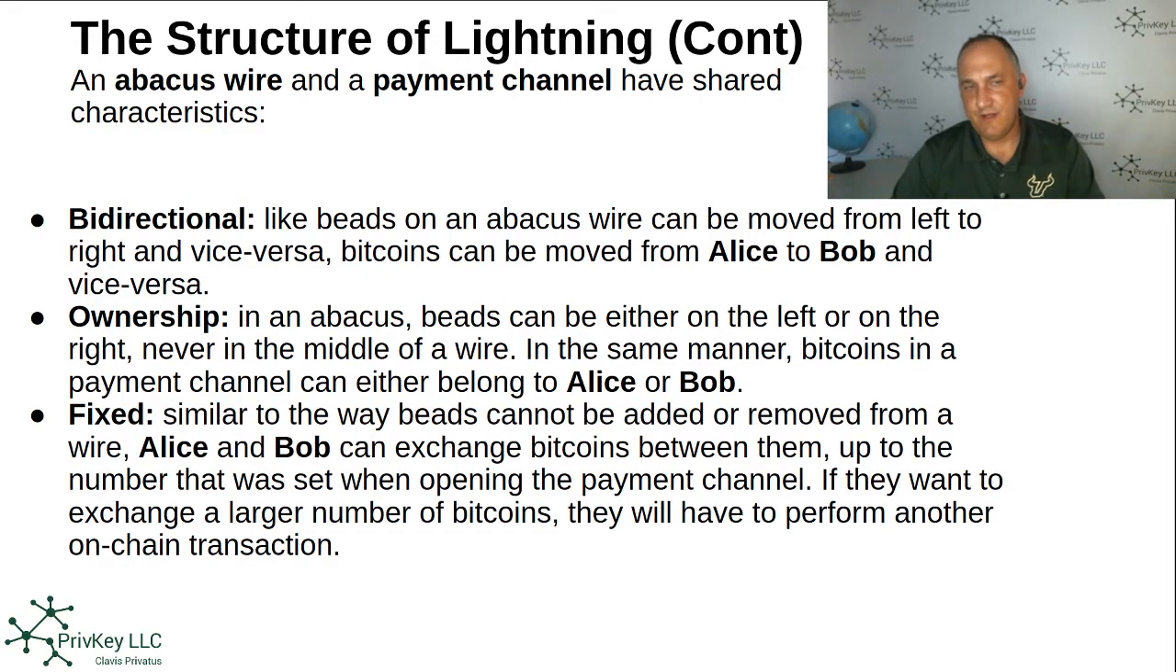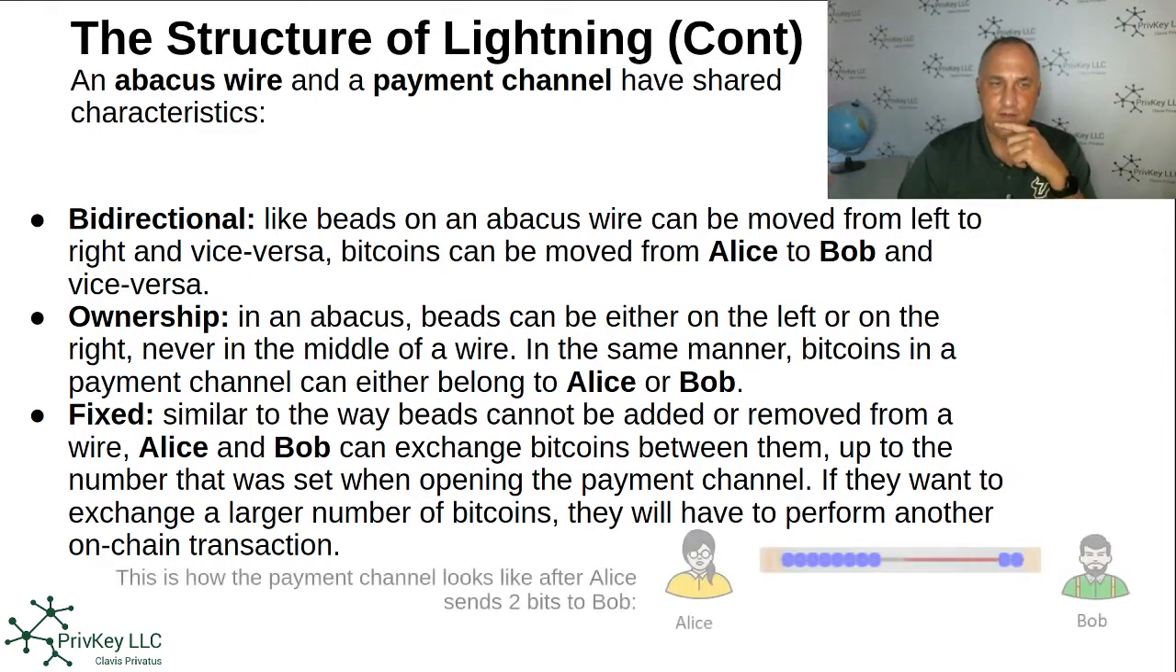And the other part is that it's fixed, which means that similar to the way that beads cannot be added or removed from the wire, Alice and Bob can exchange the existing Satoshis or the existing beads between them. When they actually open the channel, but if they want to exchange a larger amount of beads, in other words, satoshis that they would have in that wire, they would have to literally have an on-chain transaction to put those beads in there, which is costly. We'll talk about that too.